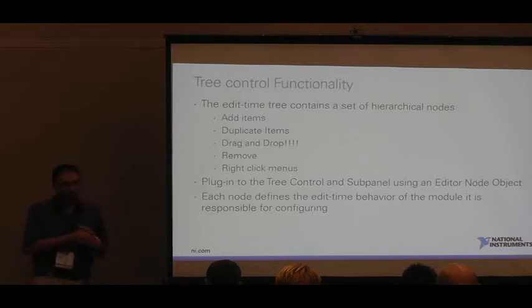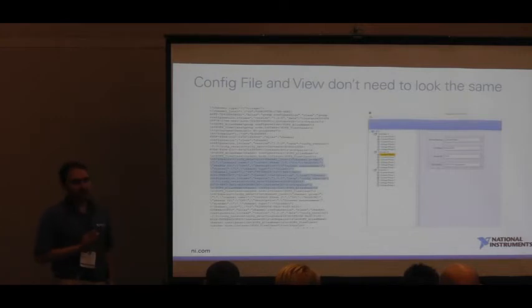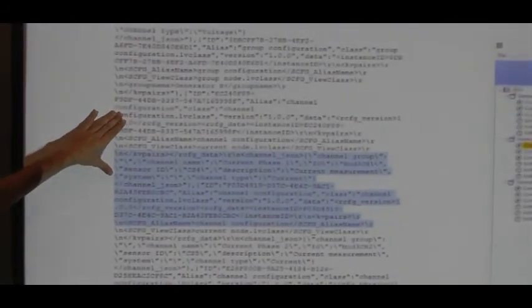Also, we have the plugin tree control, and each node has a different edit time behavior, so it's pretty nice. And the other thing that I like a lot is the configuration file and the view don't have to be the same. So with Advanced Configurator that I will show later, I created this same configuration. This is the file that I have. This is how I can do it through the configuration editor. So who would prefer modifying the name of a channel in this file rather than using that structure?